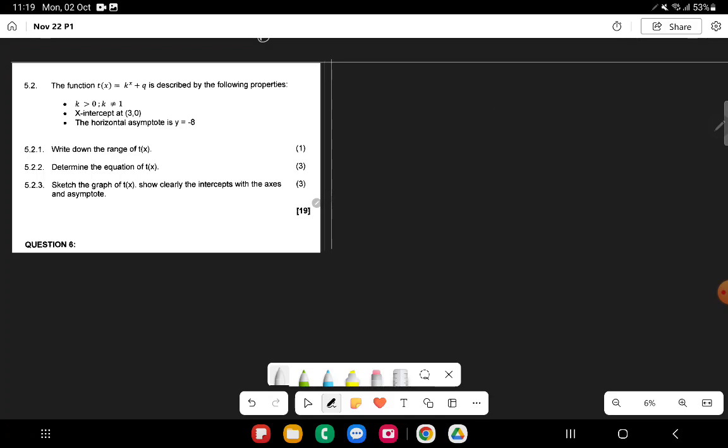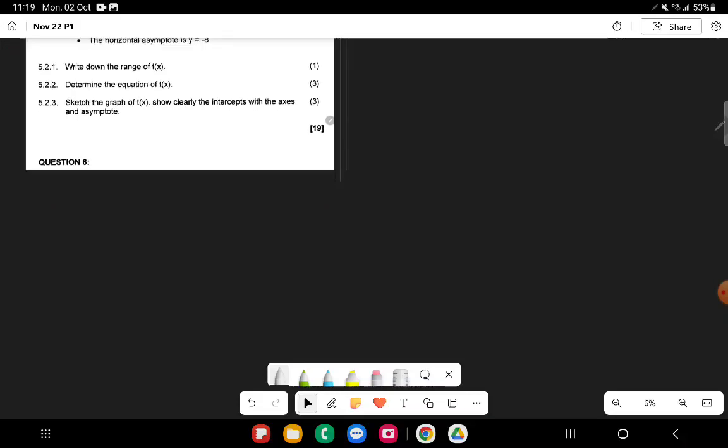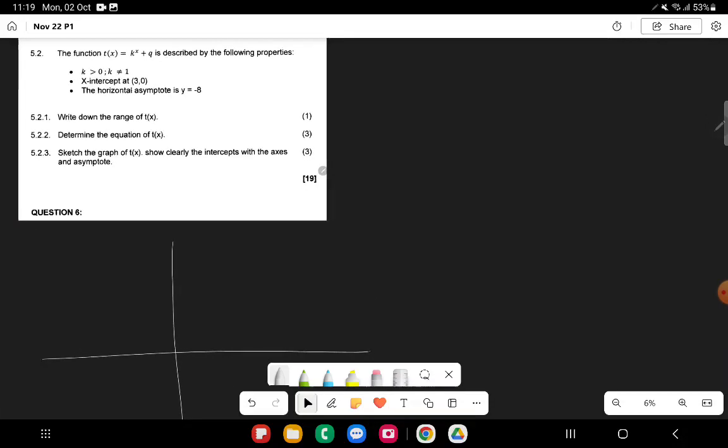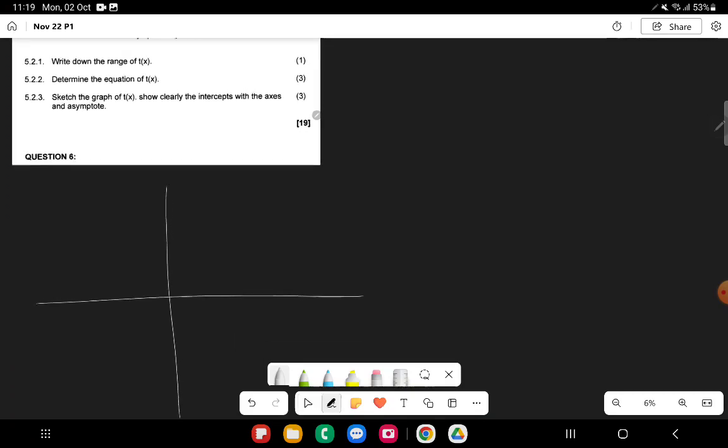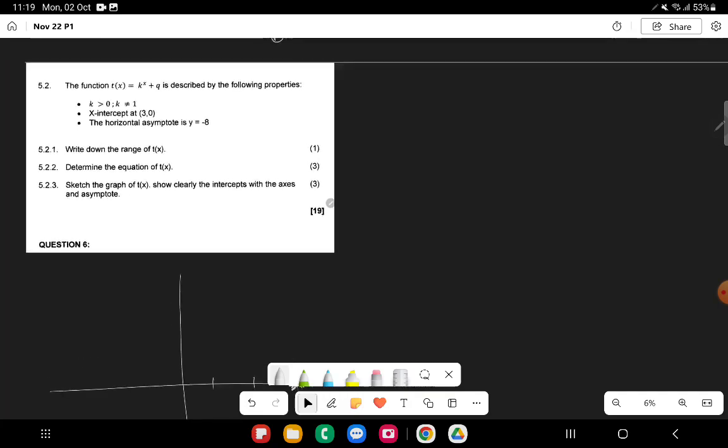I'm going to try and sketch it. Let's start with the sketch first. So question 3 first, right? If we were to sketch this graph, we would draw our axis. And according to bullet number 2, it says there's an x-intercept at (3, 0). So if that's 1, 2, 3, it means at this point, the graph cuts the x-axis.